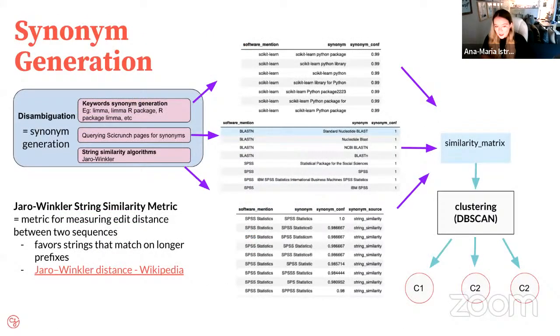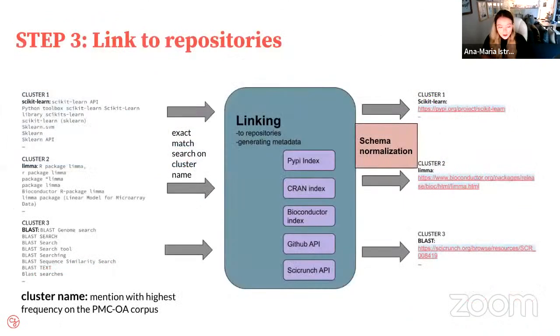I'm not going to go into detail on this slide, but basically to get to those clusters, we built a similarity matrix where we assigned confidence scores between pairs of strings, that is, how likely we think that this pair is pointing to the same software entity. And we fed that into the DBSCAN clustering algorithm. Once we have these clusters, we assign the cluster name as the dimension with the highest frequency in the PMC Open Access corpus. Then we did an exact match search on the cluster name in 5 repositories. We looked into PyPI, CRAN, and Bioconductor indices, as well as the GitHub and SciCrunch APIs. We did some schema normalization, and that's how we retrieved links as well as additional metadata for these software entities.